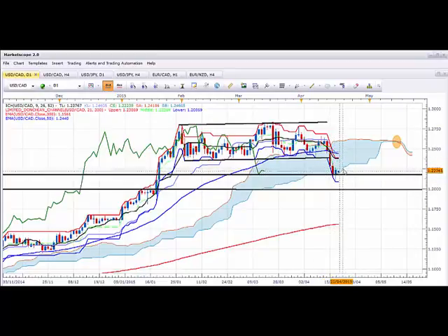So I'm going to watch that pair, but I will definitely look for a potential opportunity to short it, because I know that the US dollar is weaker than the CAD.